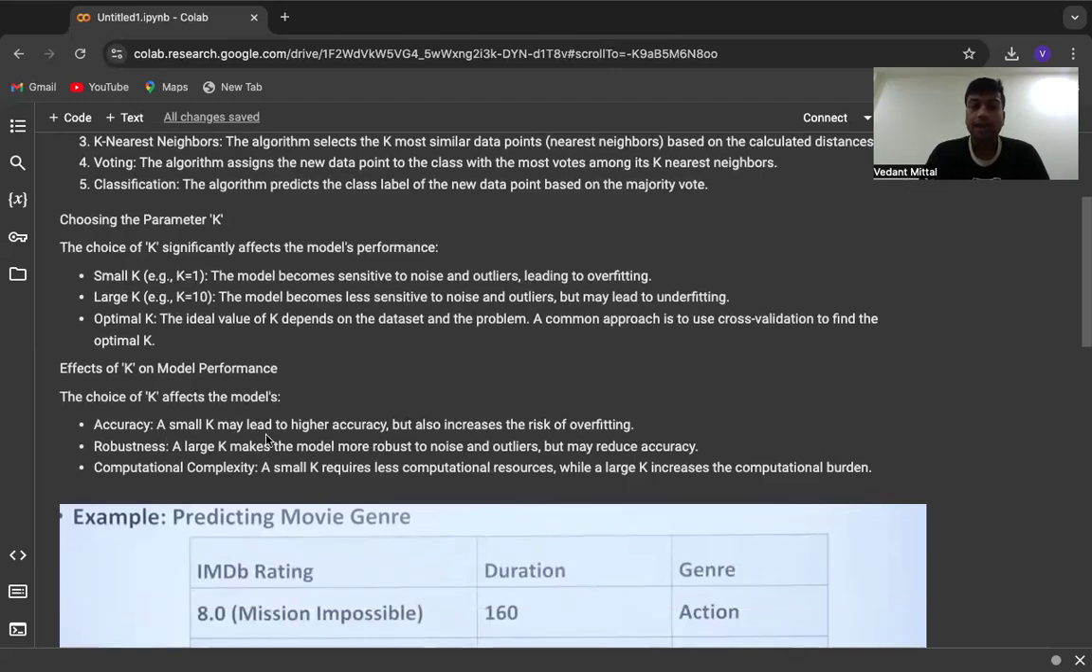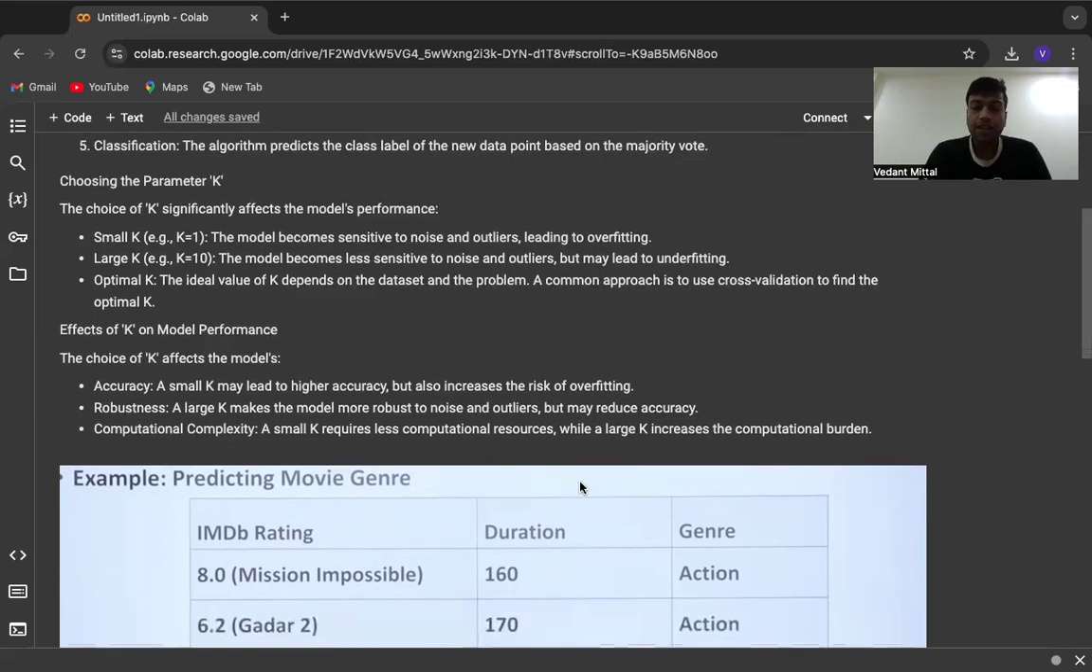A small k may lead to higher accuracy but also increases the risk of overfitting. Robustness: a large k makes the model more robust to noise and outliers but may reduce accuracy. And then the computational complexity: a small k requires fewer computational resources, while a large k increases the computational burden.